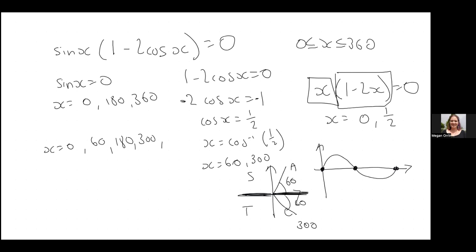So I've got quite a lot of solutions for this. You see what I'm doing? If you've got something like this, you can just pull it apart and solve them separately. Let's do another example where I actually need to do the factorizing first.